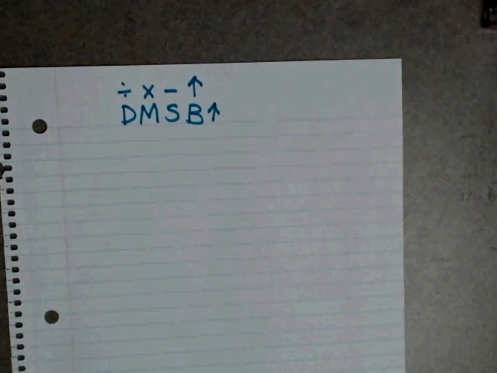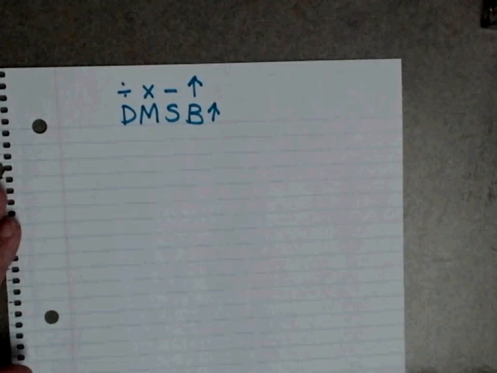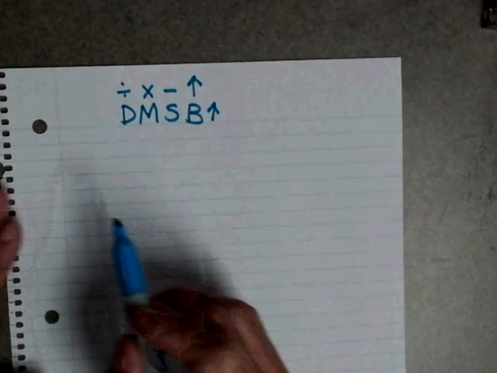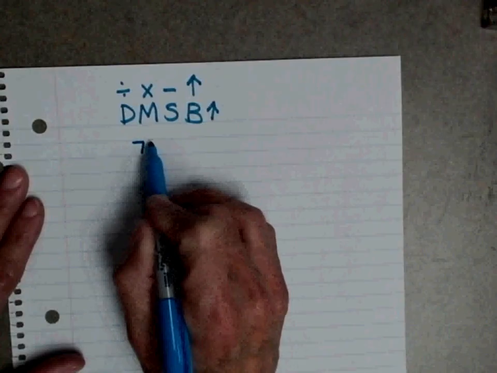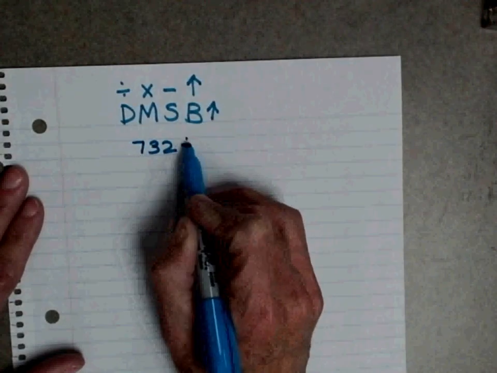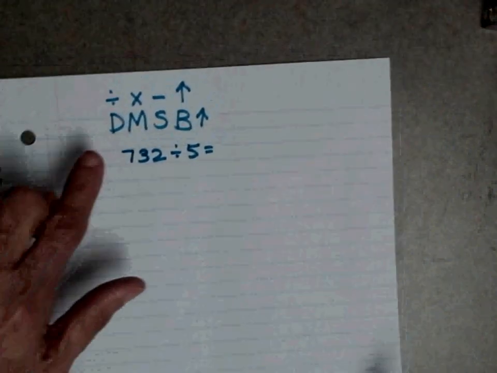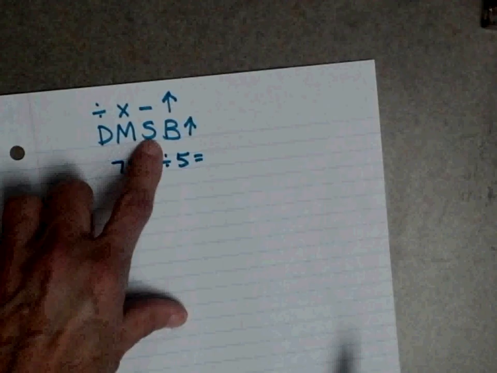Boys and girls, we're going to do long division using the horizontal way instead of the vertical way. Our equation is 732 divided by 5 equals our quotient. So I already have my steps written down: divide, multiply, subtract, bring up.